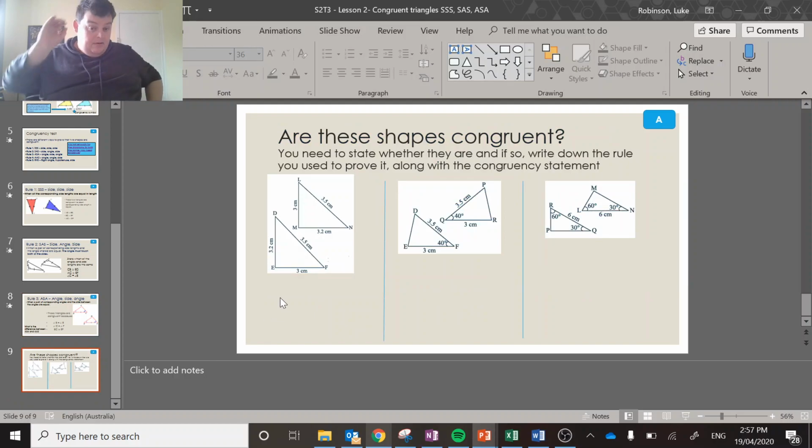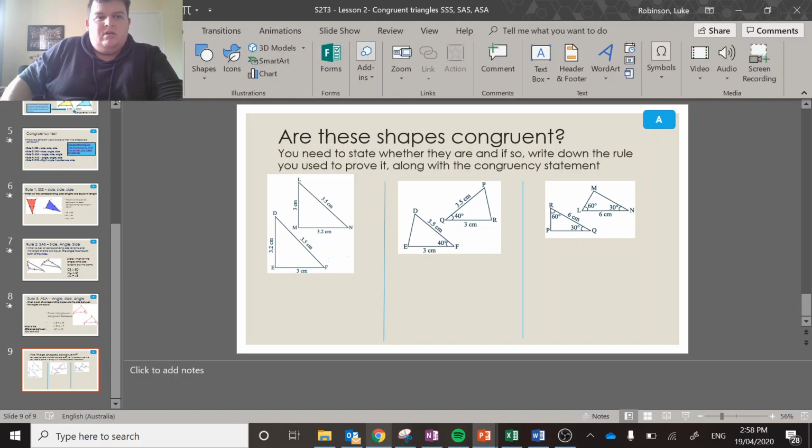Alright, now what I want you to do, again, pause the video and see if you can figure out what test you would use on these three triangles. And then I'll tell you in a second what they were and you check if you're right or wrong. Pause it now and give it a go. Okay, so assuming that you've paused that, I'm just going to put in a little text box here, if I can.